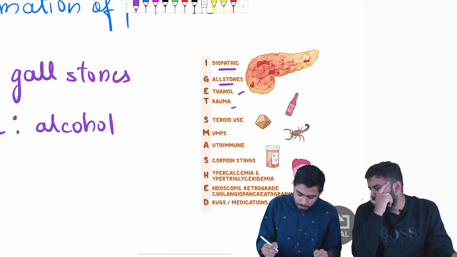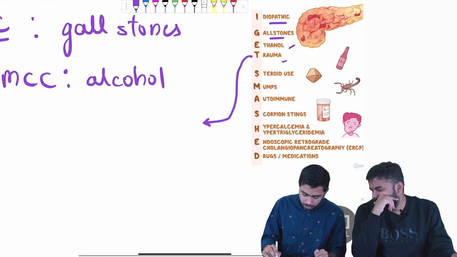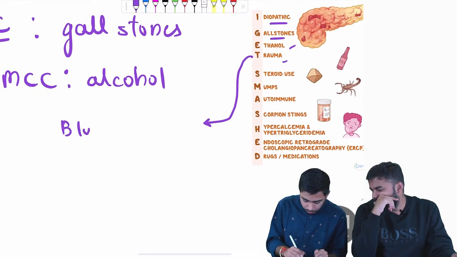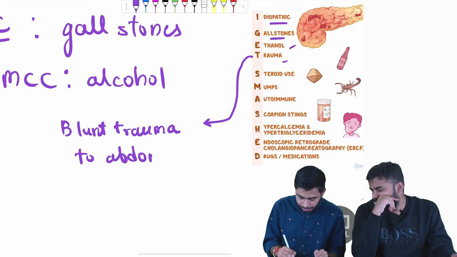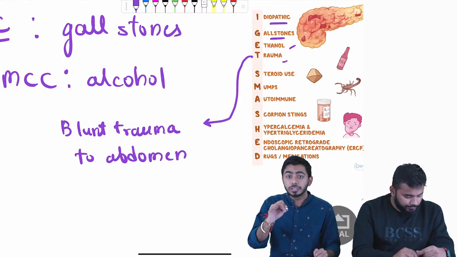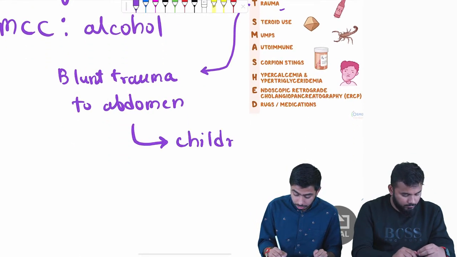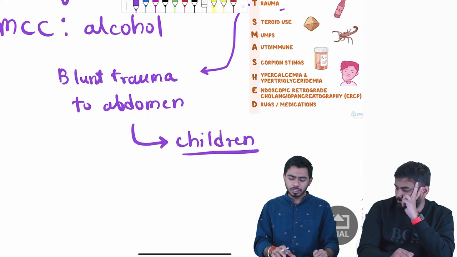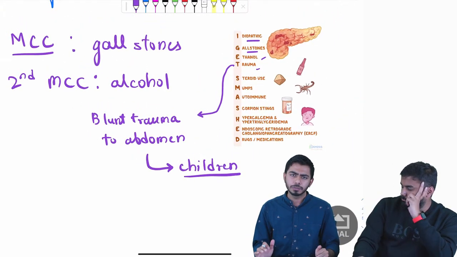Then trauma. I will write trauma over here. Usually it is blunt trauma to the abdomen. Blunt trauma to the abdomen is the most common cause of acute pancreatitis in children. For example, consider how such cases come to the casualty, coming to the hospital.